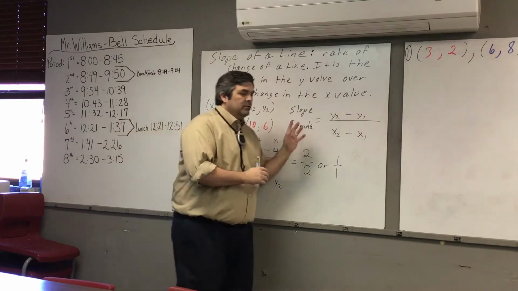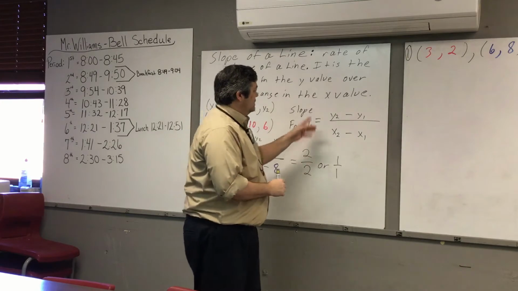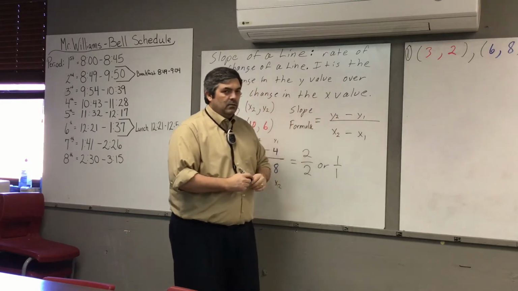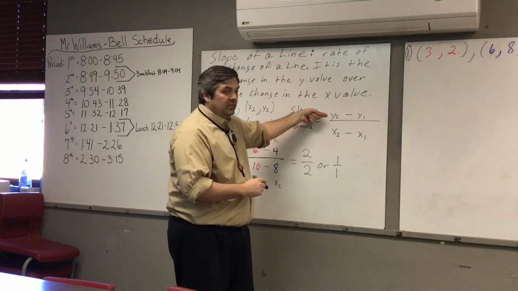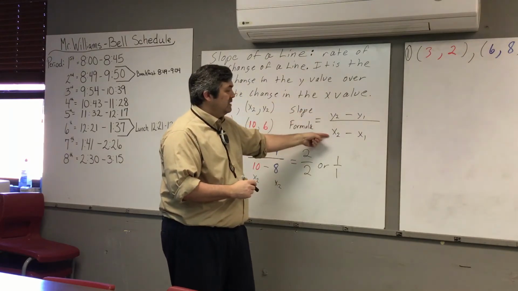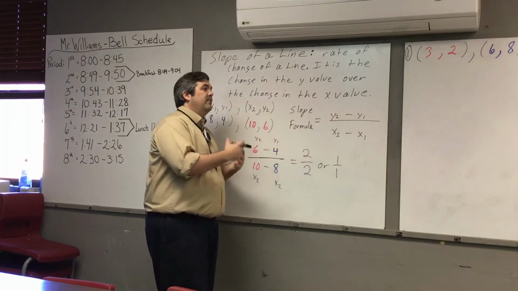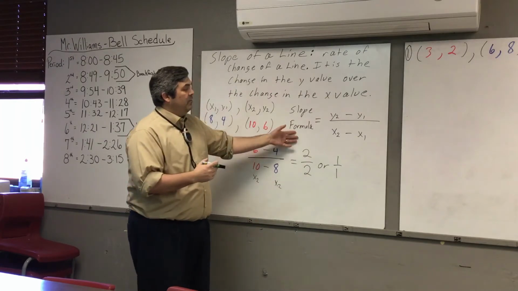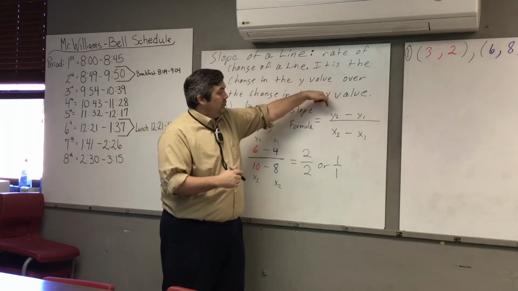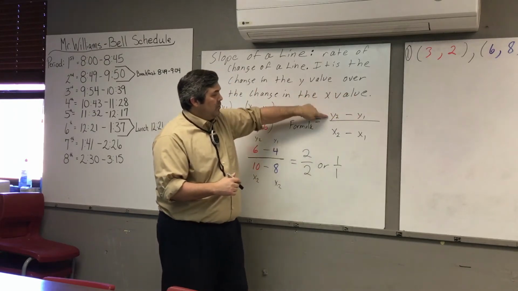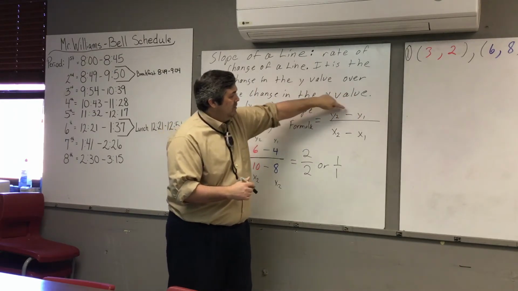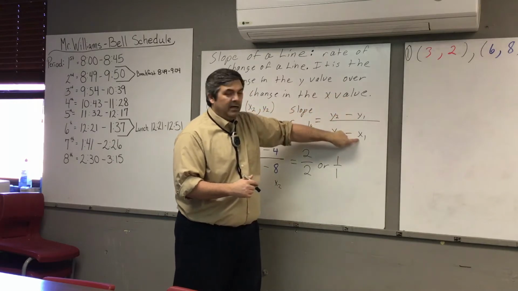What you can do with your slope formula is it is the change in the y's over the change in the x's. And I probably should have put that up there, but it's the change in the y's over the change in the x's. Now, you have to make sure that when you're using the slope formula that you're doing ordered pairs together. This is y2 minus y1 over x2 minus x1.